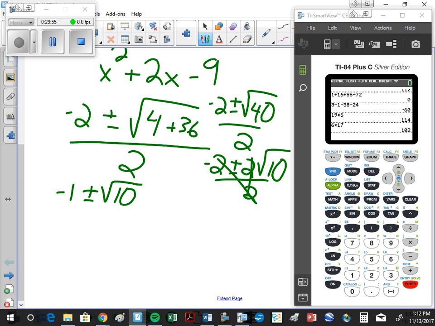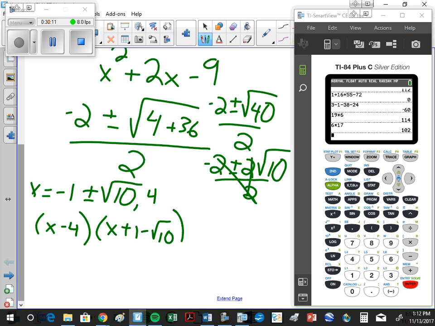Okay? So those are the roots. So x equals that and 4. The factors would be x minus 4 and x plus 1 minus root 10 and x plus 1 plus root 10. Those are the factors. So if you end up with a quadratic equation and it doesn't factor, you have to use the quadratic formula. Does that help? Is this better than it was before?